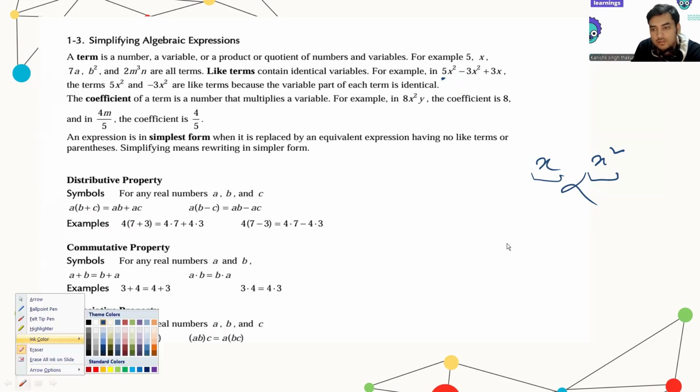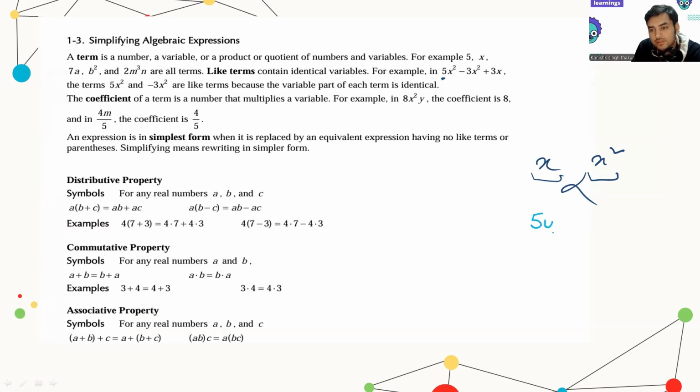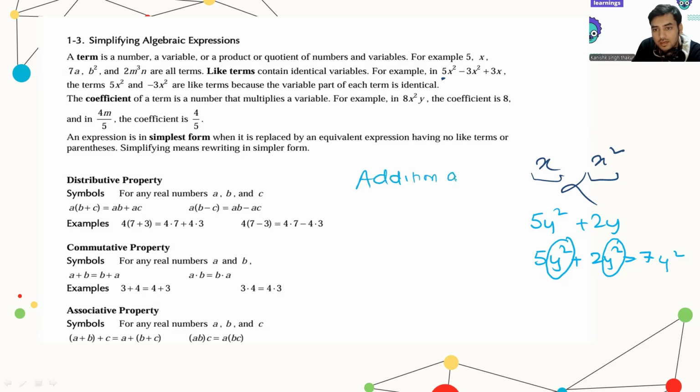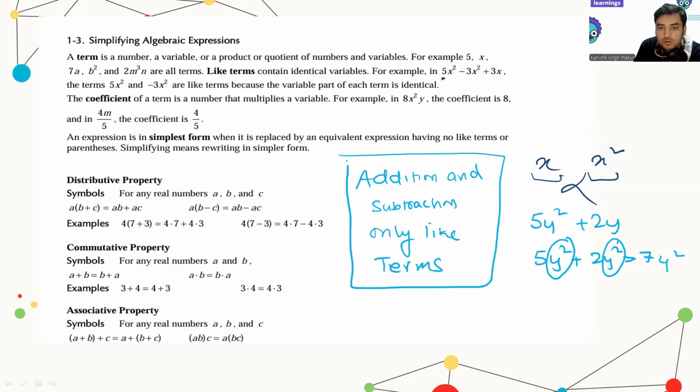Okay, got it? So say you have 5y square added to 2y. This will remain as it is, nothing you have to do. But if you have 5y square added to 2y square, this would be 7y square. Exactly the same it should be. You can add and subtract the like terms, right? But multiplication and division you can do with any terms, right? So addition and subtraction can be done only with like terms, but multiplication and division you can do with all.